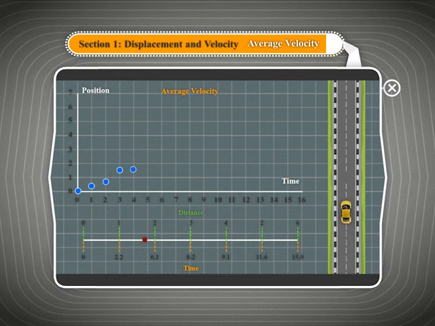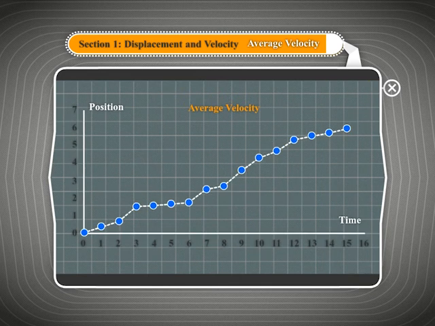As the car moves, we note its distance from the starting position. After 15 minutes, the car has traveled 6 kilometers. We can determine the average velocity between any 2 points on the graph by drawing a straight line between them. The slope of this line indicates the average velocity between the positions.